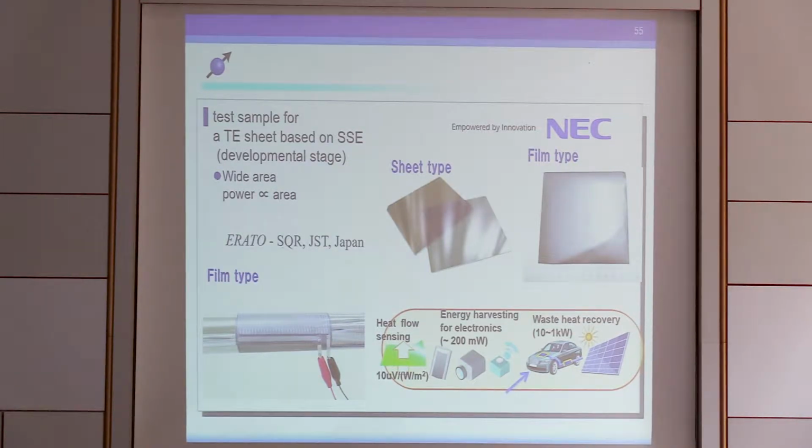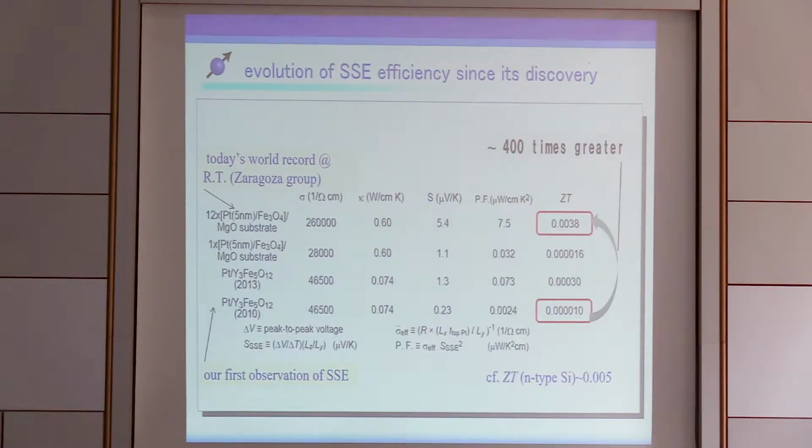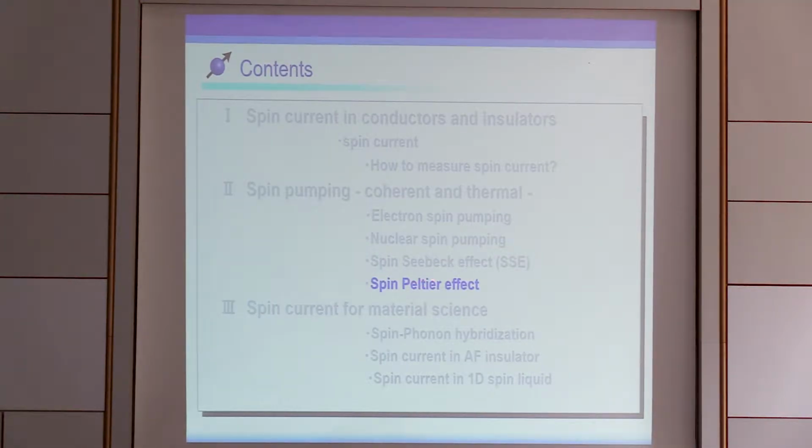So some Japanese companies are making some electric converters based on the spin Seebeck effect. This is the evolution of the efficiency of the spin Seebeck effect. When we found the spin Seebeck effect about 7 years ago, the efficiency was very, very bad, but it has gotten better, about 400 times greater in terms of the ZT factor. Now the spin Seebeck effect is as good as n-type silicon. Okay, so this is the spin Seebeck effect.